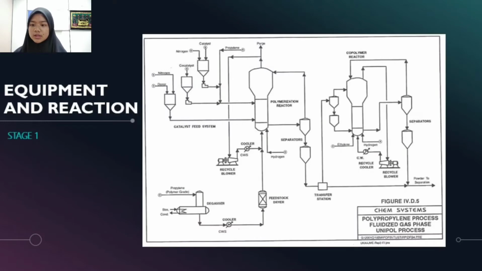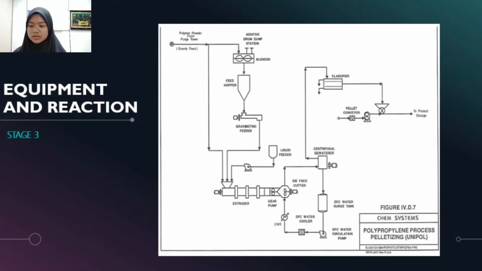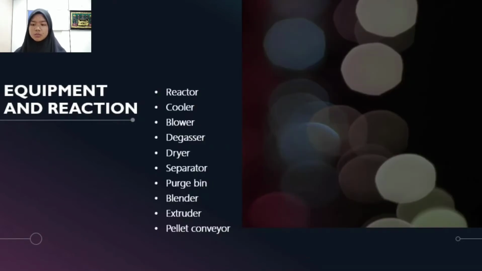So this is the equipment used in the process, which is here is the stage 1, stage 2 and stage 3. So next is equipment used in the process involved, which is the reactor, cooler, blower, degasser, dryer, separator, purge bin, blender, extruder, and pellet conveyor.